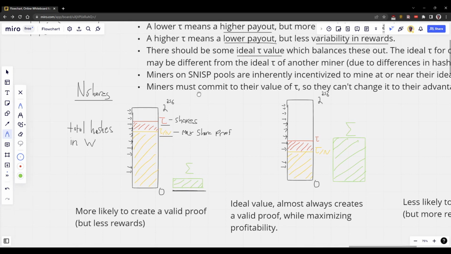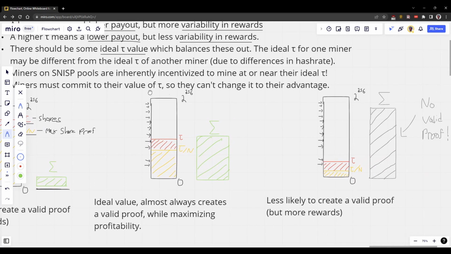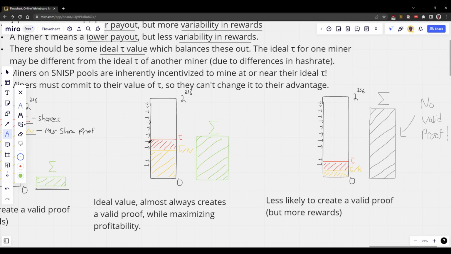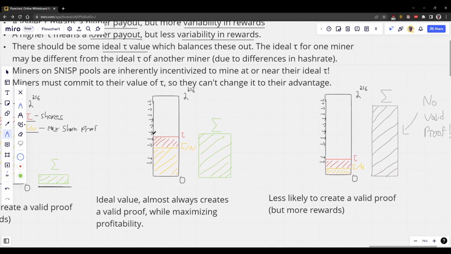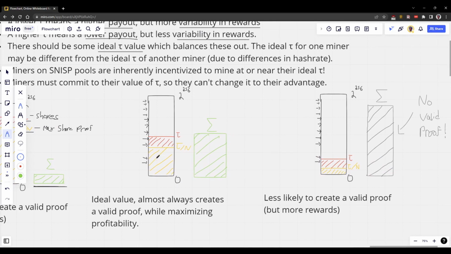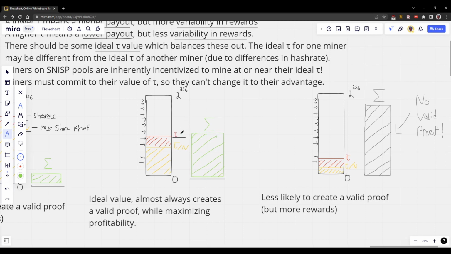Now, let's see what happens with their ideal TAW value. And you can see with the ideal TAW value, quite a bit less hashes are considered shares, or even super shares now. But the payout has increased. And really, the goal is to balance out your viability of creating SNISPs with your total amount of payout based on your TAW value. And here we're going to say this is the TAW ideal.